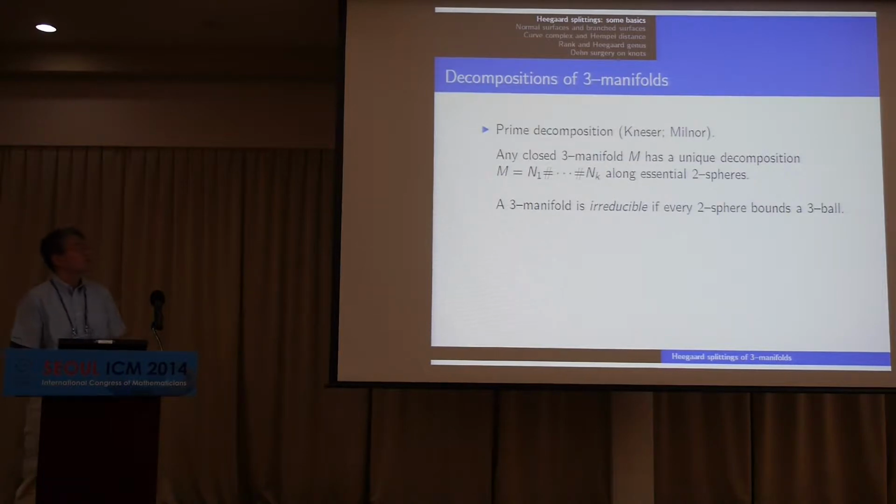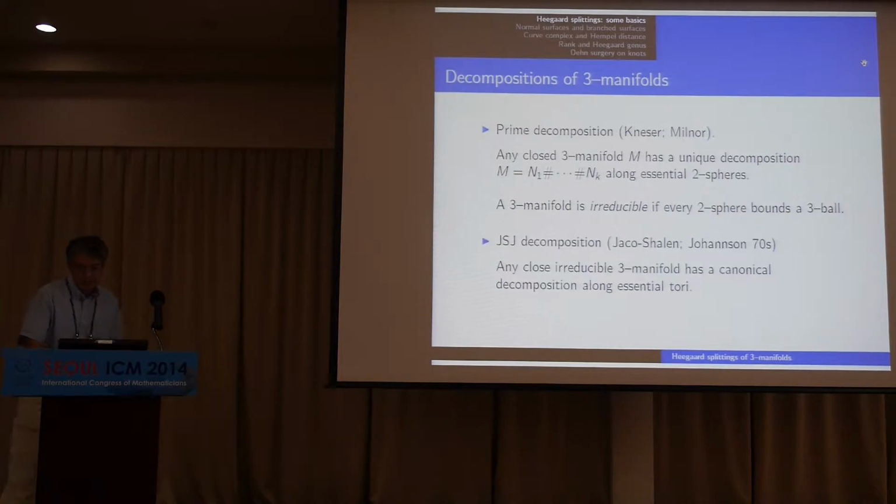A three-manifold is irreducible if you do not have any essential two-sphere, that is, every two-sphere bounds a three-dimensional ball. So basically this is almost the same as a prime piece. For orientable three-manifolds there is only one exception, which is S^2 x S^1. That's a prime piece, and otherwise all the prime pieces are irreducible.